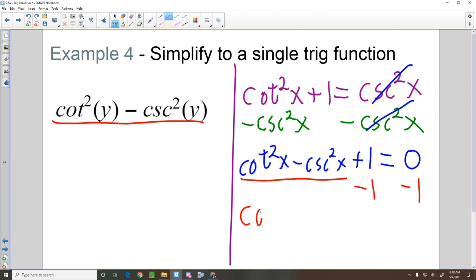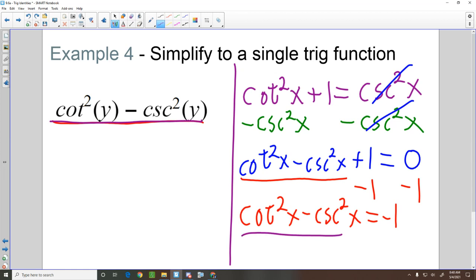And so then I can see that the cotangent squared minus the cosecant squared equals a negative 1. Now I've got my substitution. I see that, hey, this whole piece is this whole piece, and that equals a negative 1. So this right here just equals a negative 1, simply by rearranging those identities.